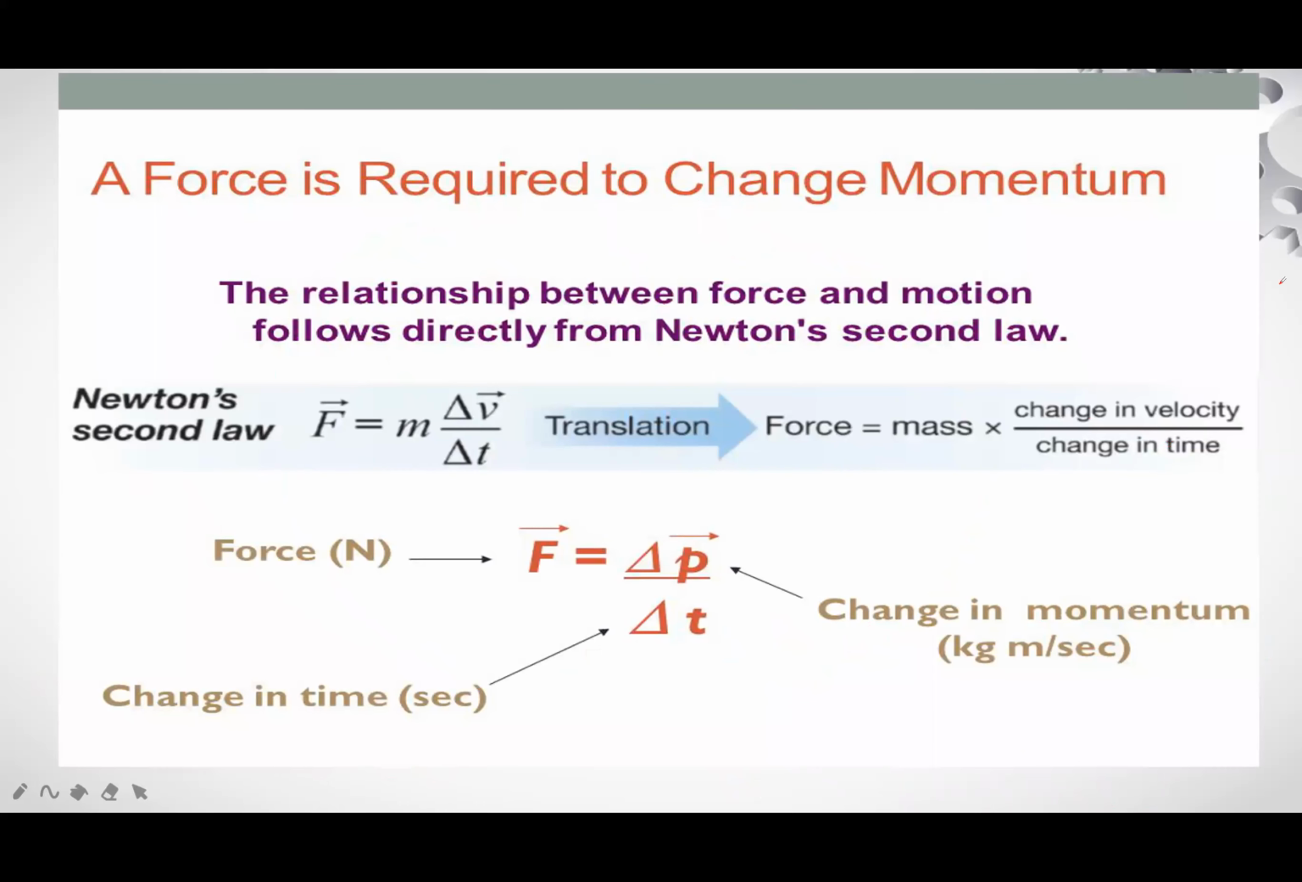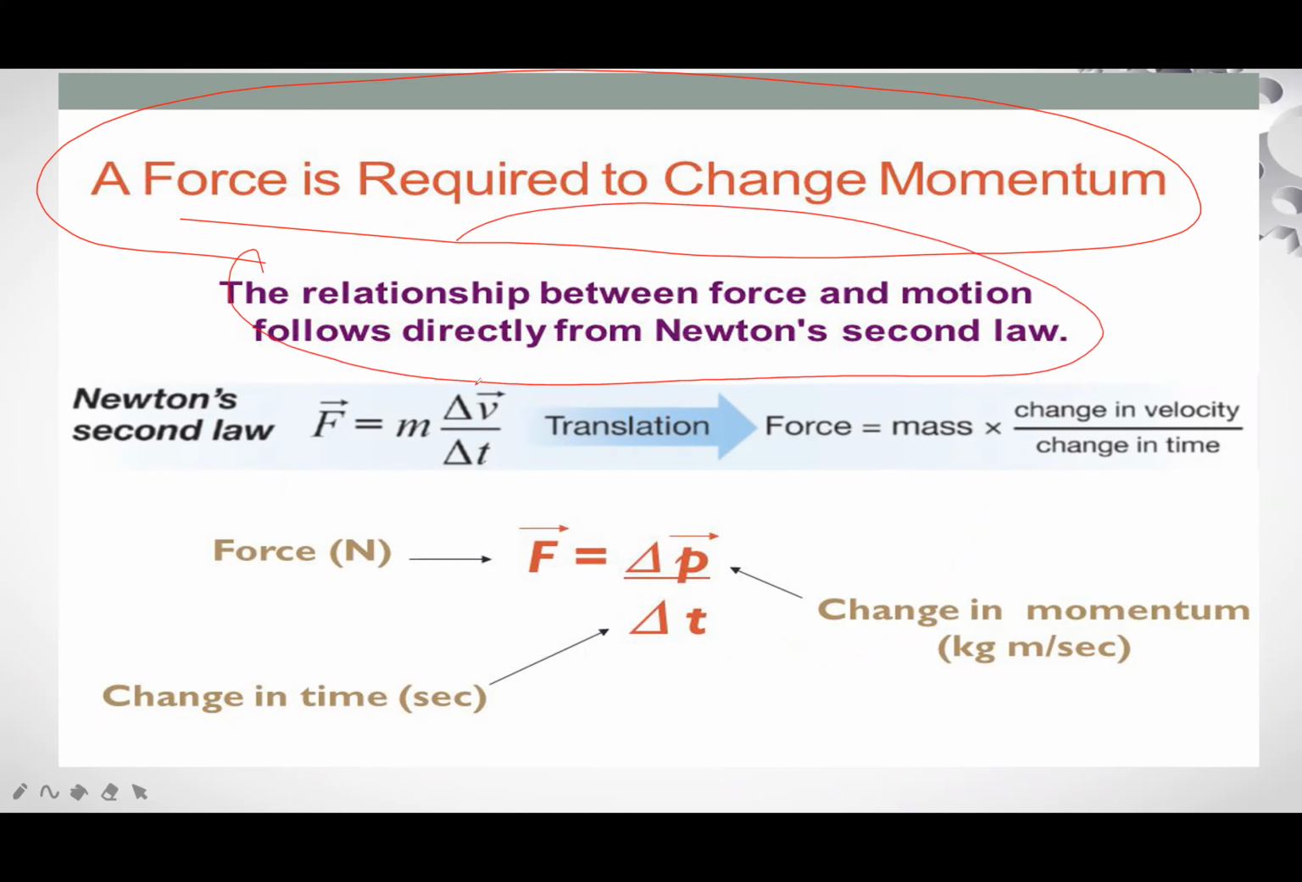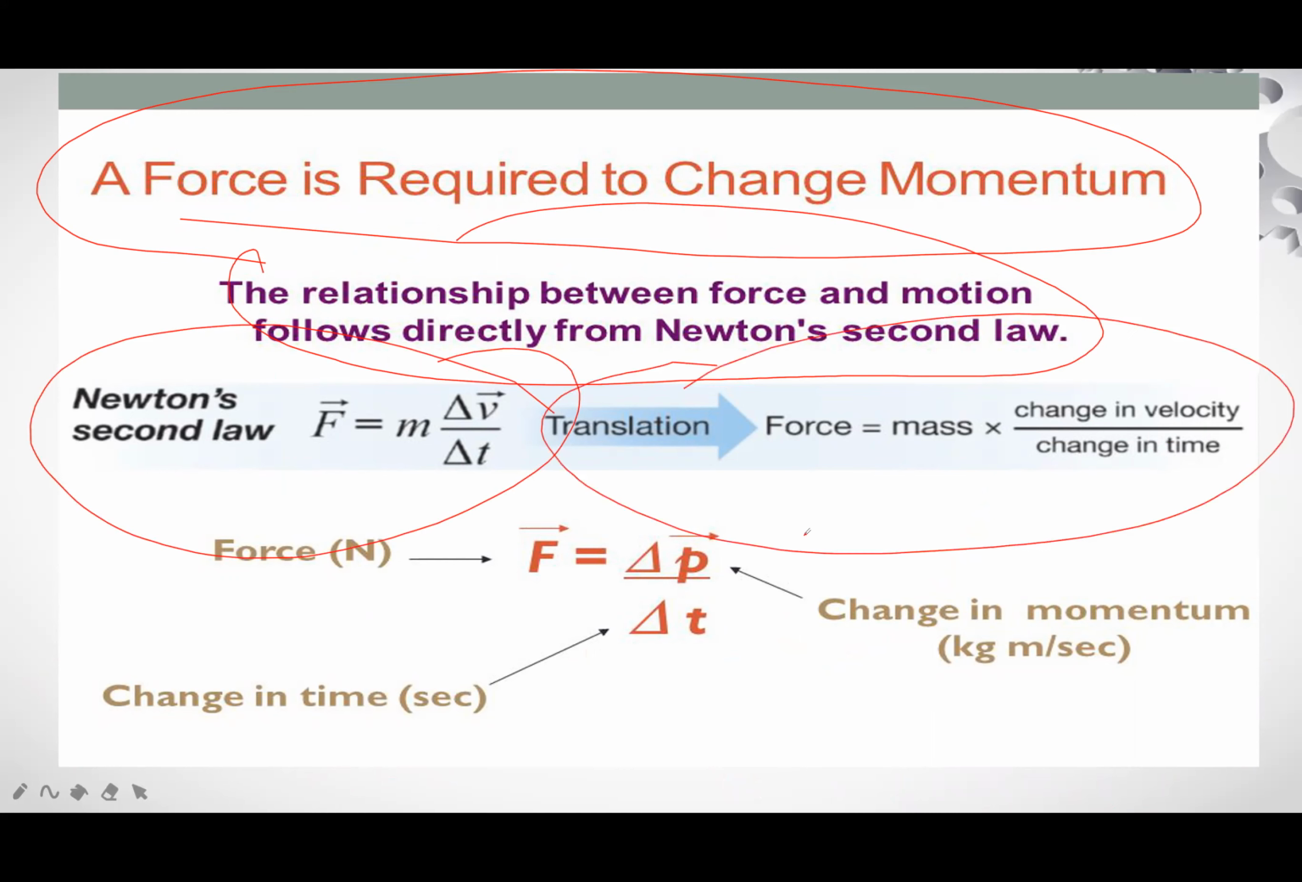A force is required to change momentum. If force acts, it tends to change the momentum. The relation between force and momentum is this one. F is equal to del p divided by del t. This is in theoretical form. We already verified that del p is equal to m del v. So this is equivalent to this one.